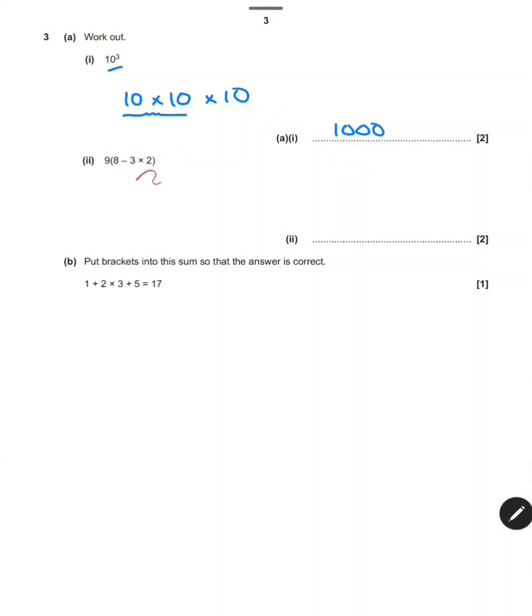Part 2, we're looking to work out this calculation. Remember, whenever we're working out maths calculations, we need to follow BIDMAS, the order of operations we do in maths. This says brackets first, so I must work out these brackets first, but multiplication comes before addition and subtraction. So within the brackets, I must do the multiplication part first. So I'm going to do 3 times 2 is 6. Right, everything else down. I'm now going to do the brackets part. 8 take away 6 is 2.